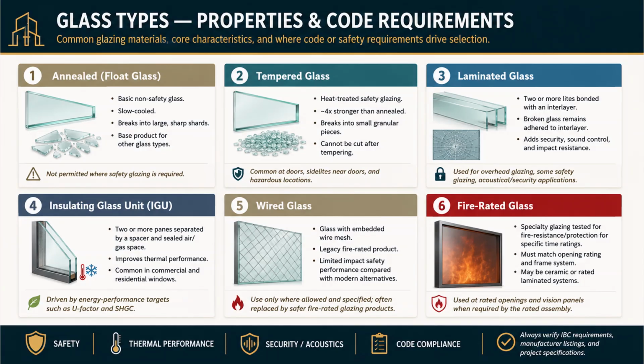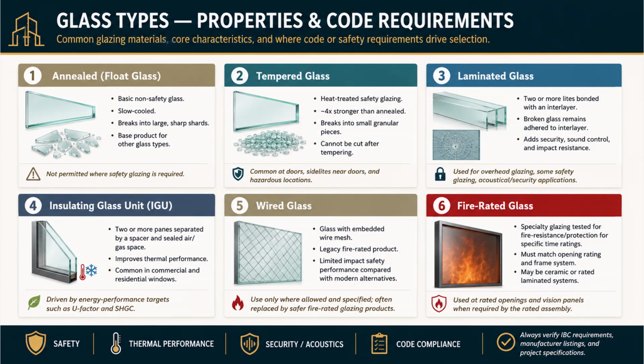Six glass types. Learn each by what it is, how it breaks, and where it's required. Because with glass, the breakage behavior is the whole safety story. Annealed glass, standard float glass, is the basic, non-safety glass. It's slow-cooled, and it breaks into large, sharp shards. It's the base product that the other glass types are made from. The critical limitation: it is not permitted where safety glazing is required. Those sharp shards are exactly why.